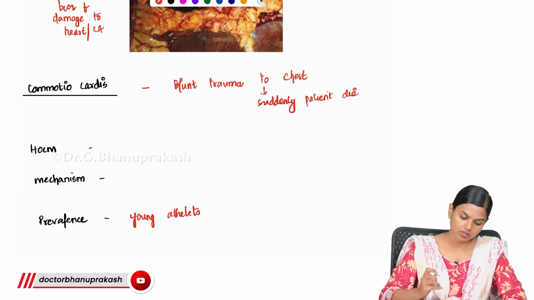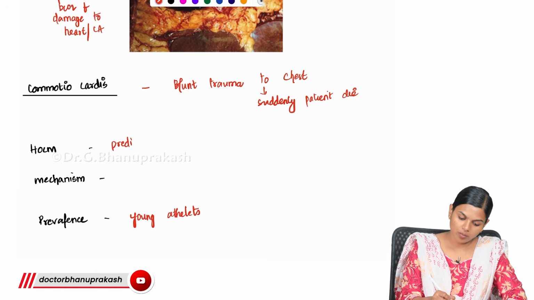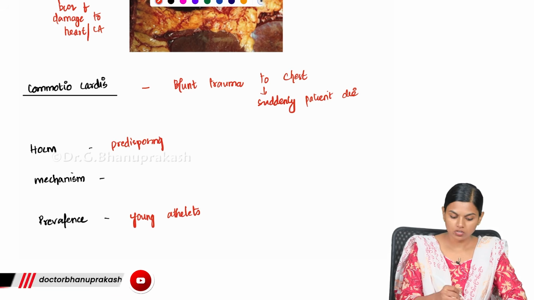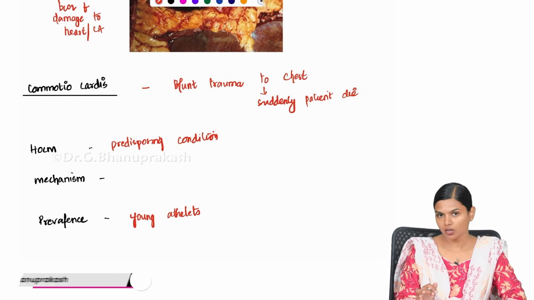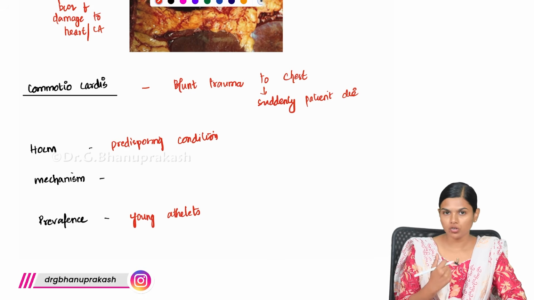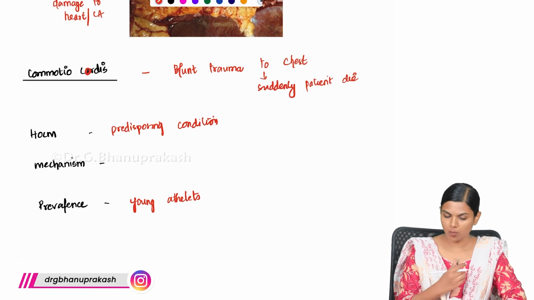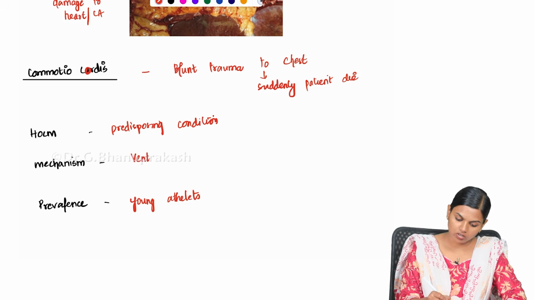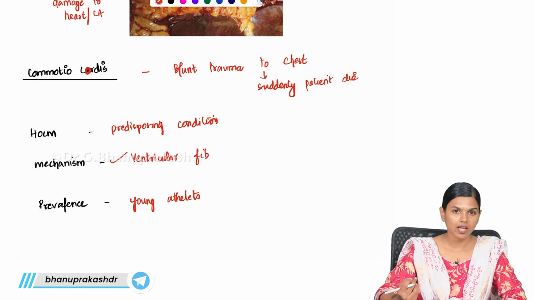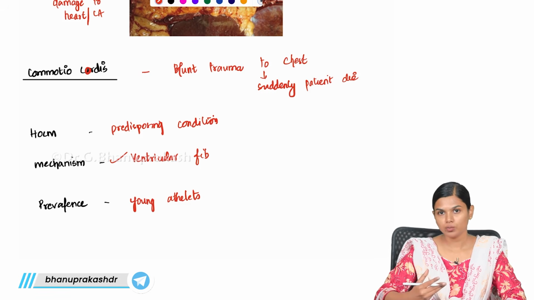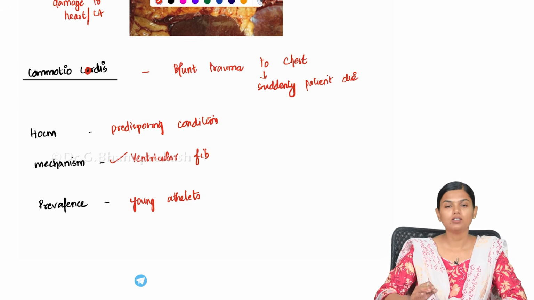You will not be able to find any injury over the heart or the external region. But this is more commonly seen among people with hypertrophic obstructive cardiomyopathy. So this is a predisposing condition. People suffering from hypertrophic obstructive cardiomyopathy can get into this Commotio Cordis. The mechanism is that the sudden trauma results in ventricular fibrillation. Because of the sudden trauma, there will be change in the electrical activity which will result in ventricular fibrillation resulting in death, and it is commonly seen in young athletes.